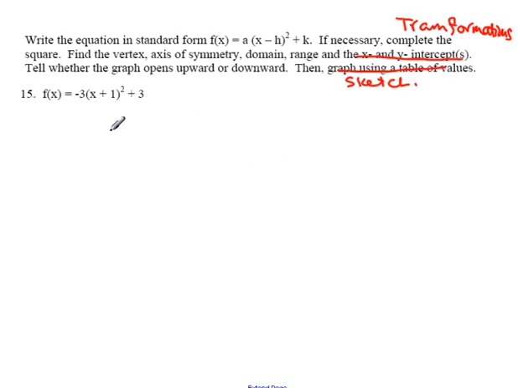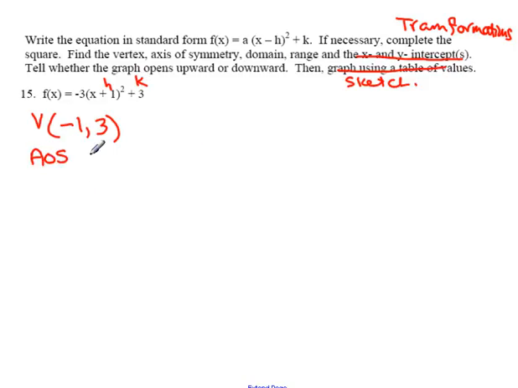All right, so problem number 15 is in standard form, and that means the vertex can be found by taking the opposite of the quantity squared. So the opposite of positive 1 is negative 1 as your x value, and then your y value is the 3. Remember, the x value is the h and the y value is the k. Okay, so there's your vertex.